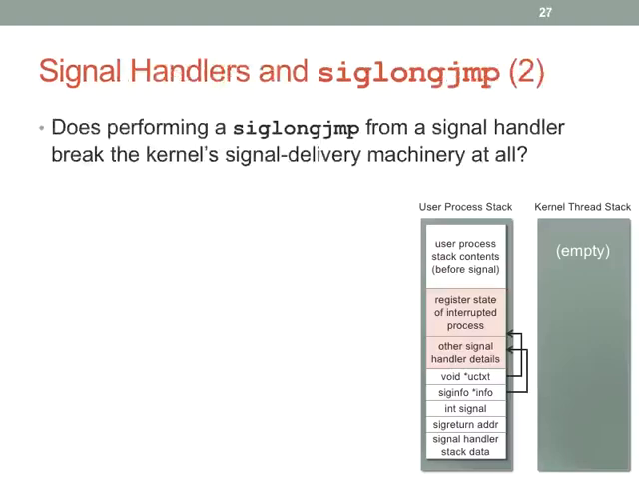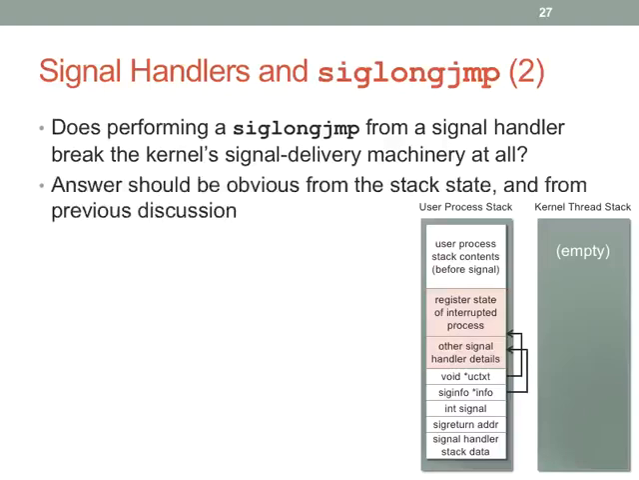Okay, so the question is, does performing a longjmp or a siglongjmp out of the signal handler break the kernel? Does it break the signal delivery mechanism? An aspect of this that I think is valuable to consider is, well, I'm not going to talk about it right yet, but I do on the next slide, I think. Why would a user process want to jump out of a signal handler?